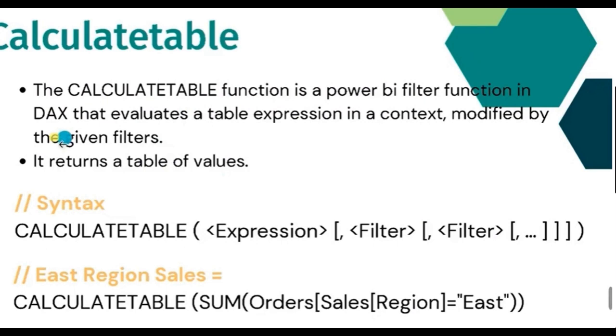The CALCULATETABLE DAX function is a Power BI filter function in DAX that evaluates a table expression in a context modified by the given filter. It returns a table of values, and the syntax for this is: CALCULATETABLE, expression, filter 1, filter 2, up to nth number. So for each region's sales we can write the sum of orders where sales region is East.